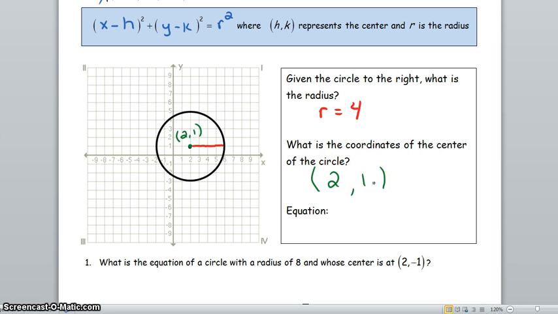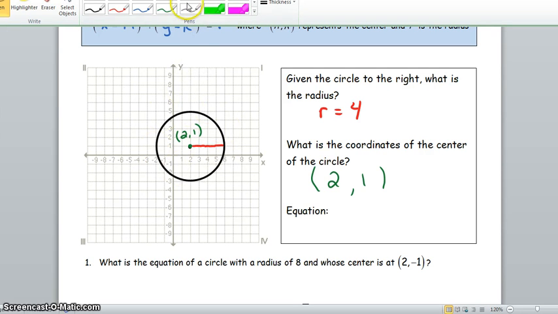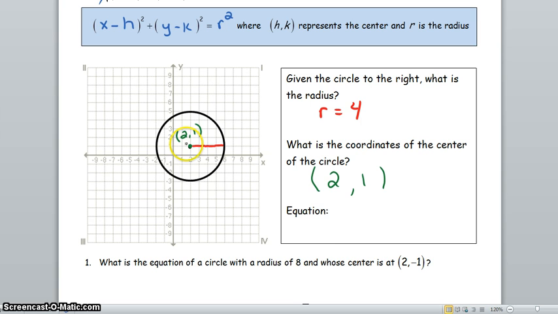(2, 1). Using the equation that we derived from the distance formula, I can go ahead and write the equation of the circle that's on that coordinate system there. In this case, h is 2. It's the x coordinate of the center of your circle. K is 1, the y coordinate of the center of your circle. So in this equation, x and y will always stay the same. You're going to be substituting in for h, k, and r.